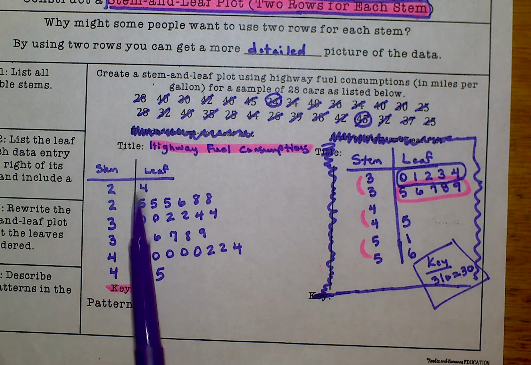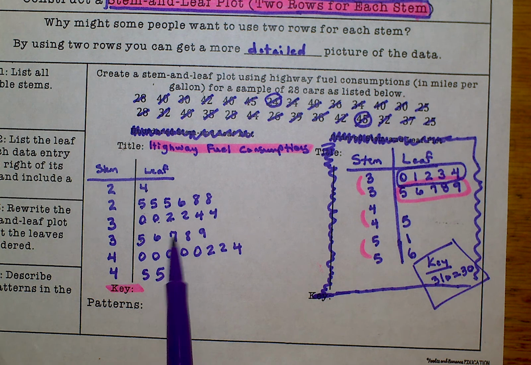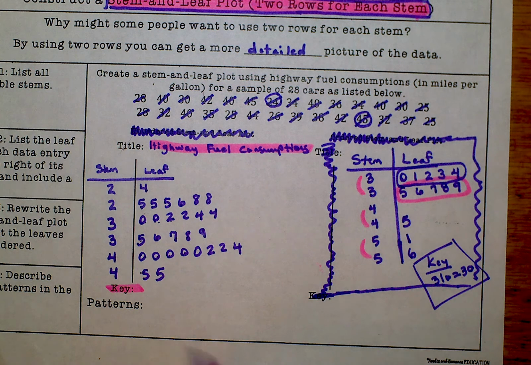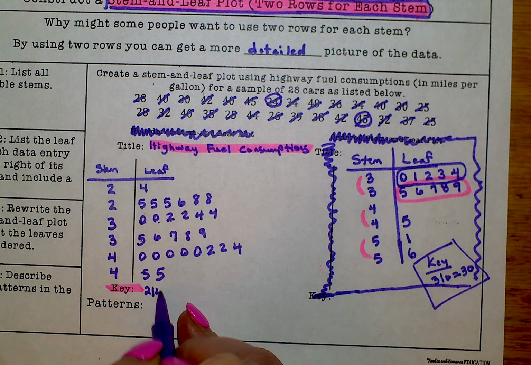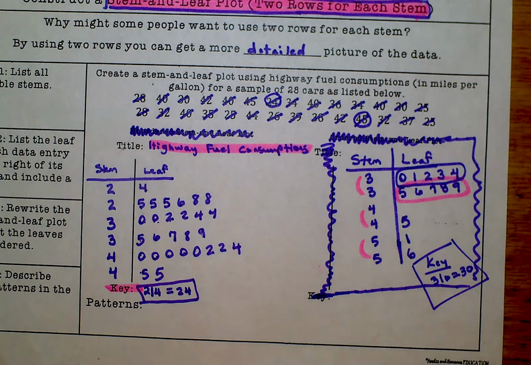So we need 28. 1, 2, 3, 4, 5, 6, 7, 8, 9, 10, 11, 12, 13, 14, 15, 16, 17, 18, 19, 20, 21, 22, 23, 24, 25, 26, 27, 28. So I'm going to put a key: 2/4 is equal to 24. And then you can write down whatever pattern you notice about the fuel consumptions with your miles per gallon.